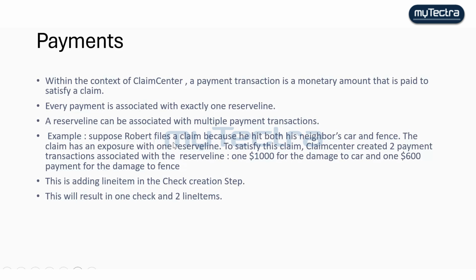When we have our ClaimCenter up, we can see this in the screen, and we can see the database also. You will see two payment transactions in this transaction set. As soon as we create a line item and query the transactions table, we will see two transaction items. So I just added this line item in the check creation step just for tracking purposes.